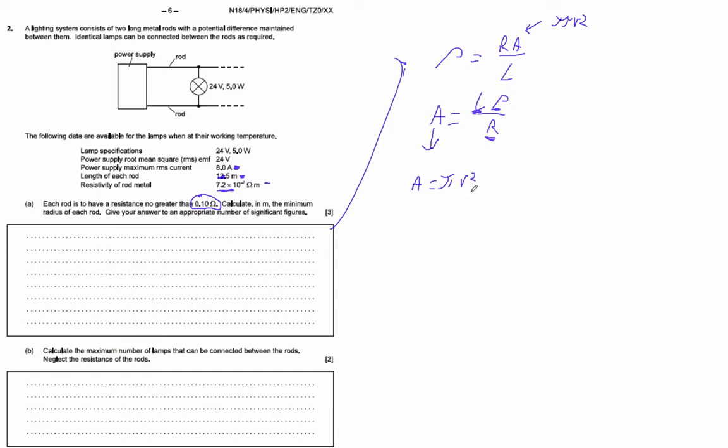Then it says calculate the maximum number of lamps that can be connected between the rods. Neglect the resistance of the rods, because it's very small. There are 5-watt lamps, so use this formula to figure out the current drawn by each lamp: 5 watts, 24 volts, figure out the current.